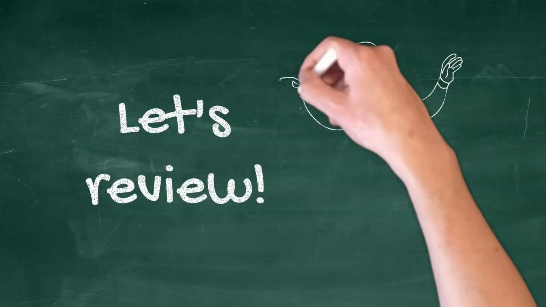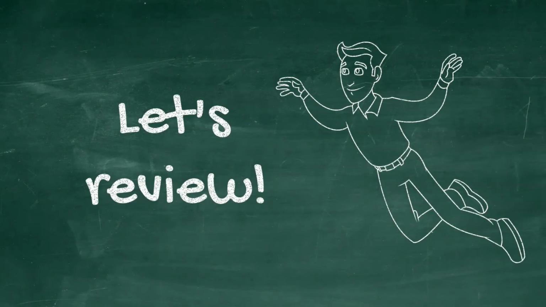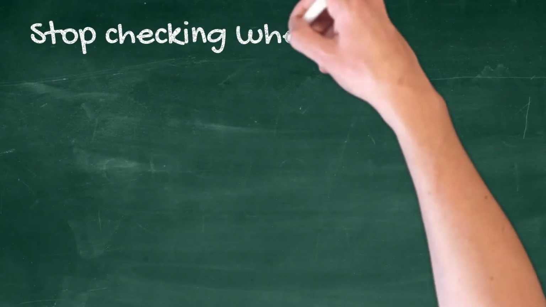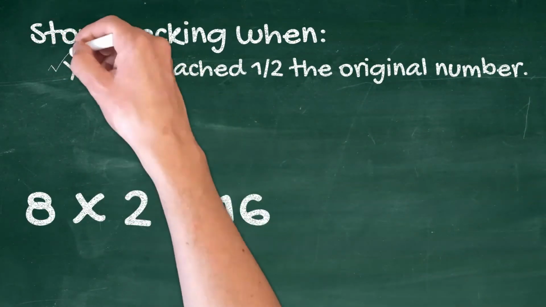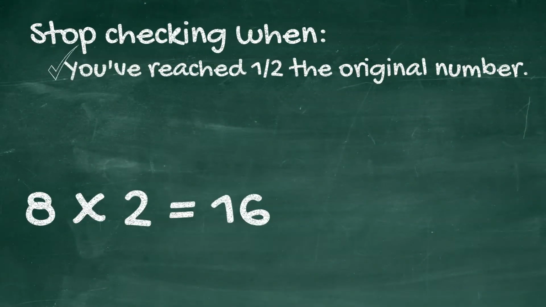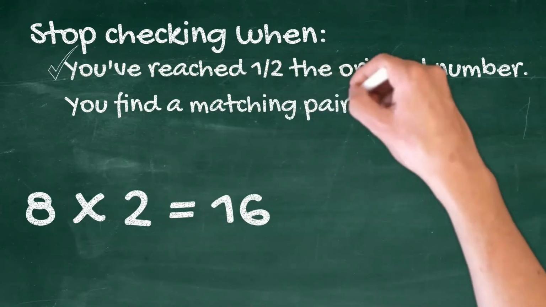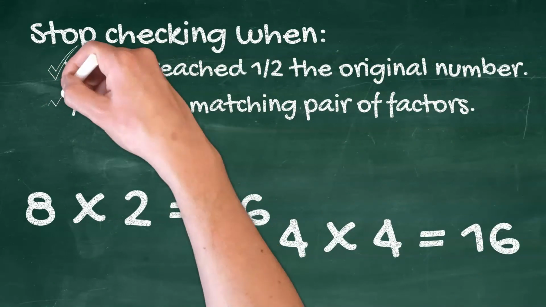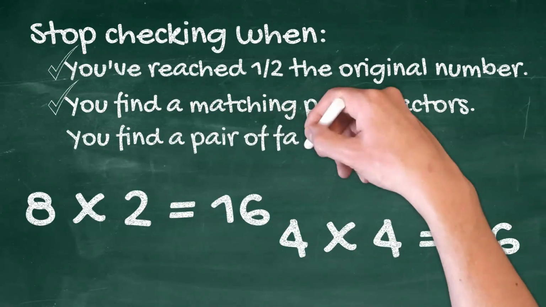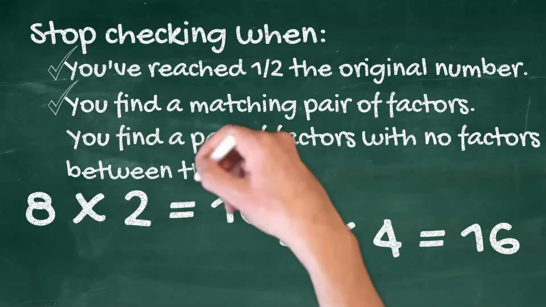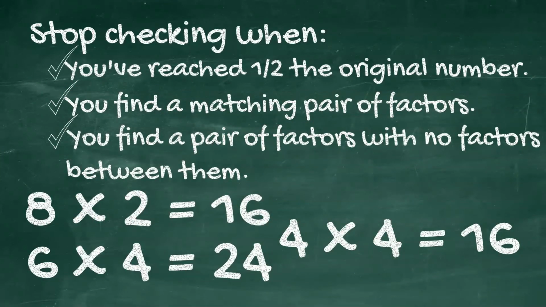So how do we know when we have found all the factors? We can stop looking for factors when we have checked all the numbers up to half the value of our original number, or if we have found a factor that multiplies by itself to result in our number, or we have found a pair of factors that have no factors of our number in between them, such as the example with 4 times 6 and 6 times 4.